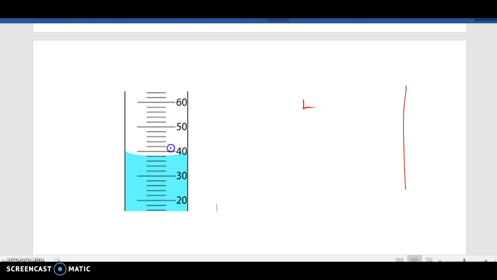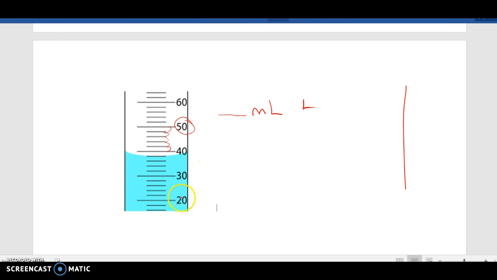This would be 40, 41, 42, 43, 44, 45. Well, that certainly isn't 45. So this does not have a scale of 1 milliliter.